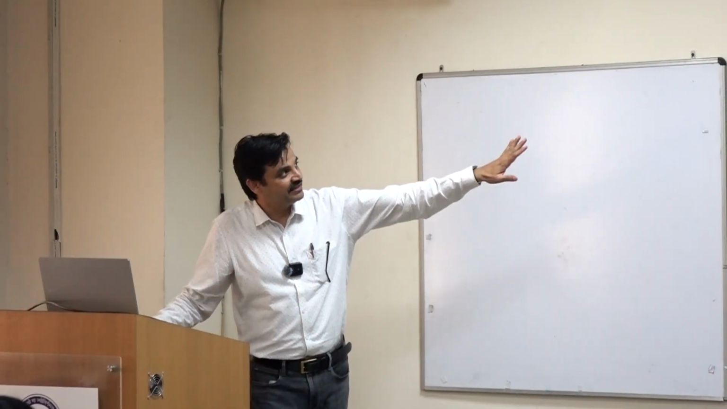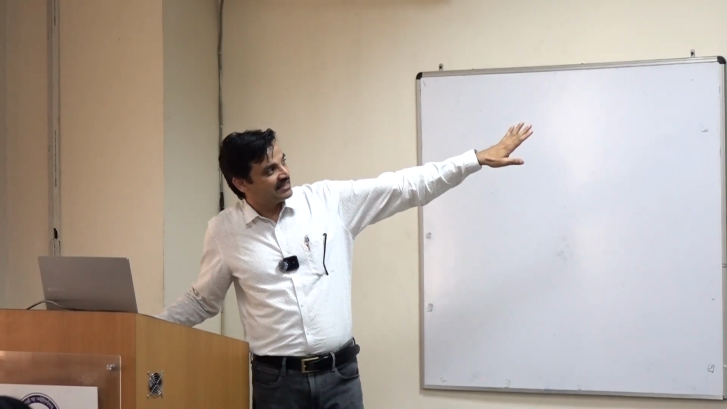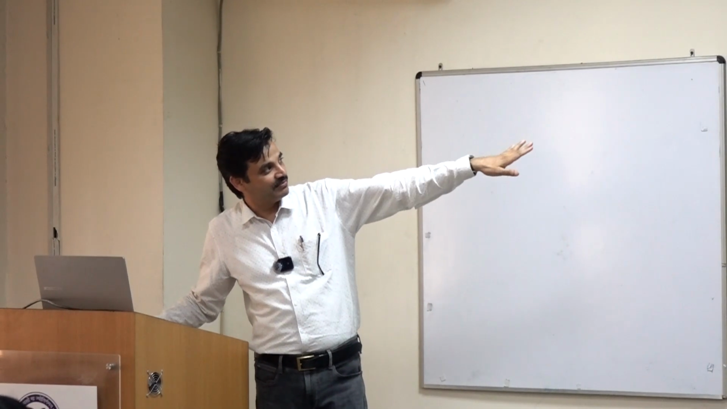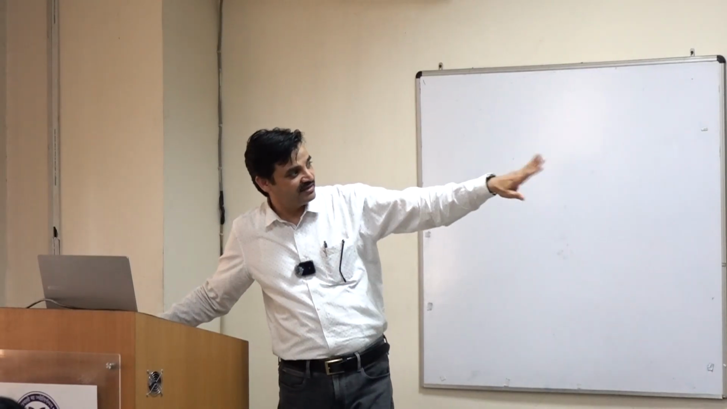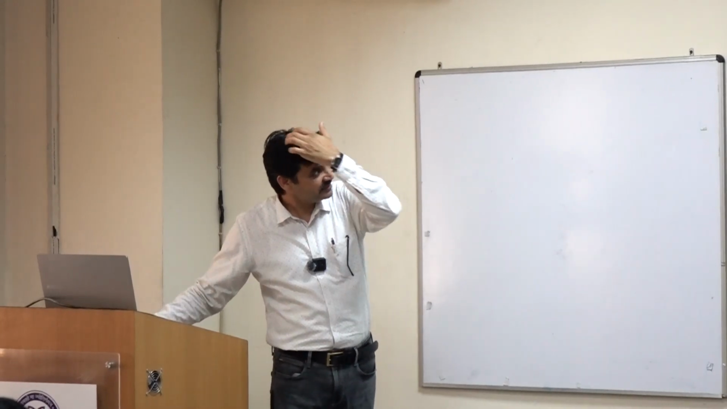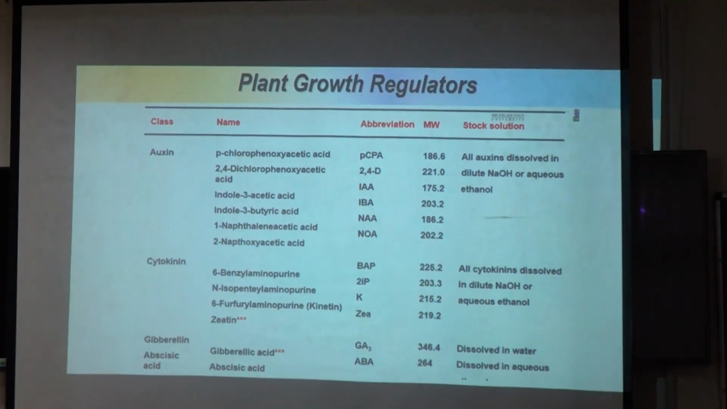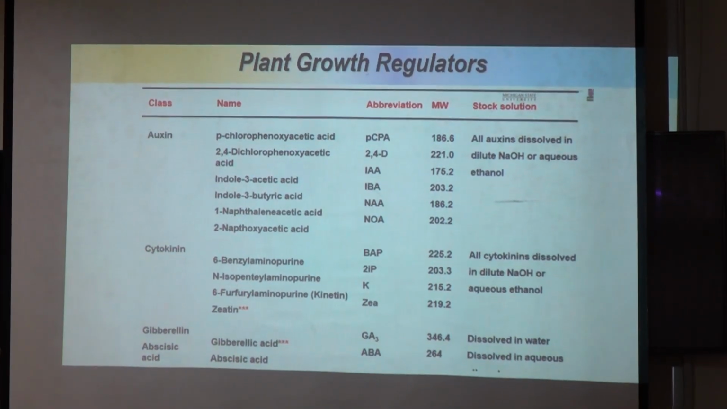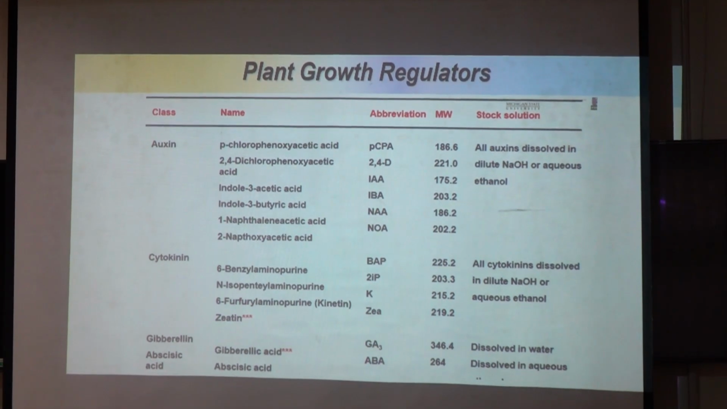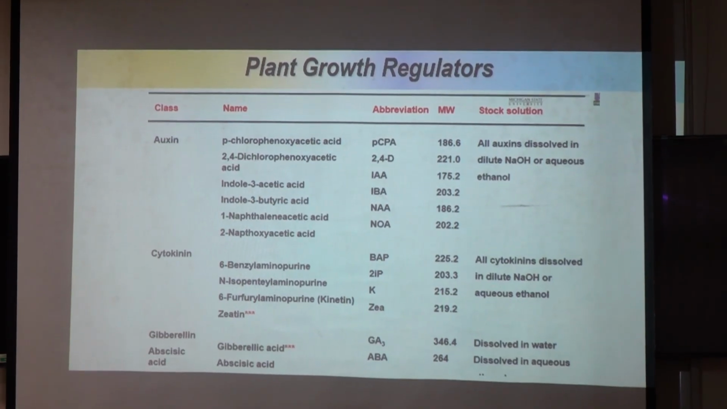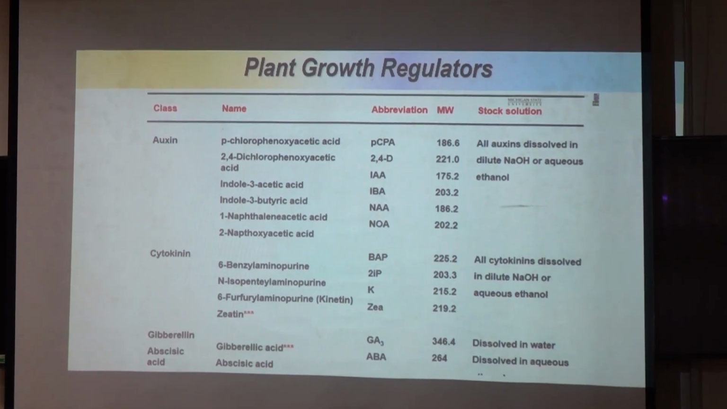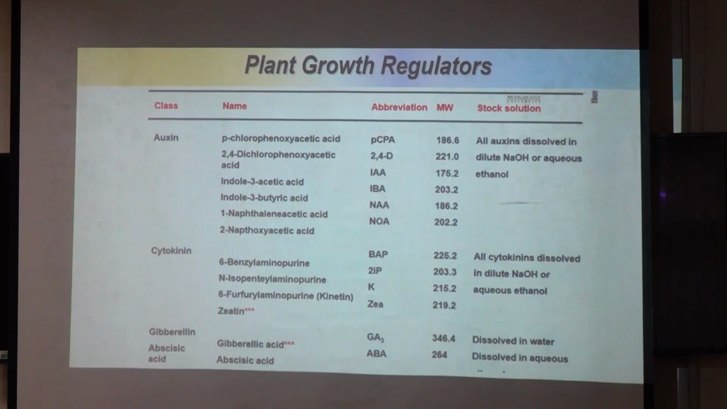And this is the culture media that MS has proposed: macro elements, vitamins, sugar, and some support system. Some phytohormones are there: auxin, cytokinin. If you are not from this field, you can keep these names handy: auxin, cytokinin, gibberellic acid, abscisic acid, ethylene. There are different phytohormones available. Those are basically used for plant tissue culture.